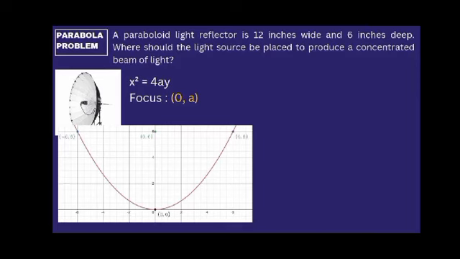Bakit 6 units at hindi 12? Kasi ang magiging distance dapat nila sa isa't isa ay 12. Now, as the problem states, pinapahanap sa atin yung light source or in this case, the focus. Ang ating focus ay nasa 0, a.